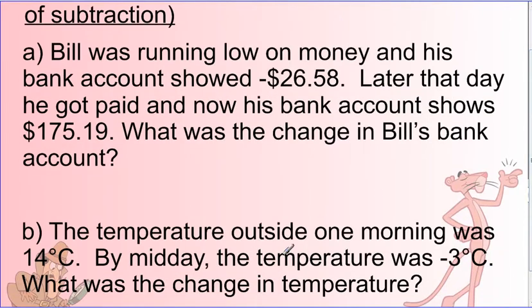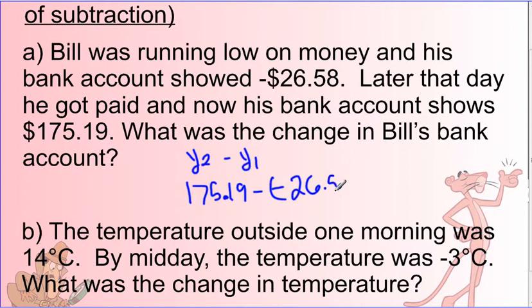Here in letter A, it says Bill was running low on money, and his bank account showed negative $26.58. Later that day, he got paid, and now his bank account shows $175.19. What was the change in Bill's bank account? So to do this properly, we're going to take the second one minus the first one. The second value, the value we had later in the day, was this 175.19. Minus the first value, which was a negative 26.58.